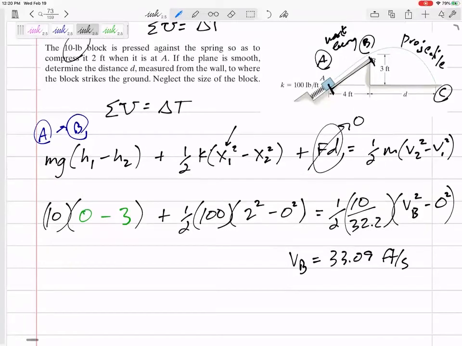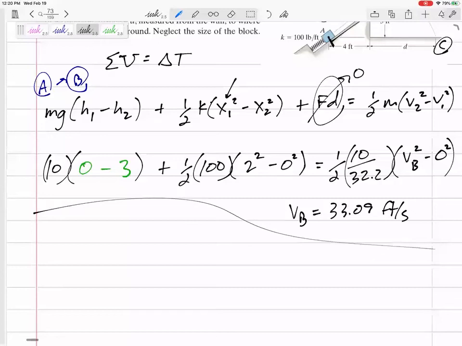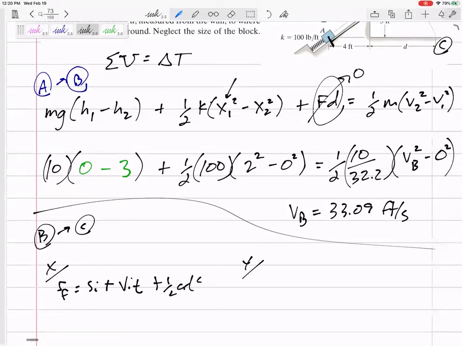Well, we needed that, so now we can do a projectile equation from B to C. And again, we could do an energy equation. That energy equation from B to C would be true. It would give us the final velocity at C, but it wouldn't give us any insight into the distance D that it travels. So let's do a projectile from B to C. How do we do projectiles? SF equals SI plus VIT plus 1/2 AT squared.